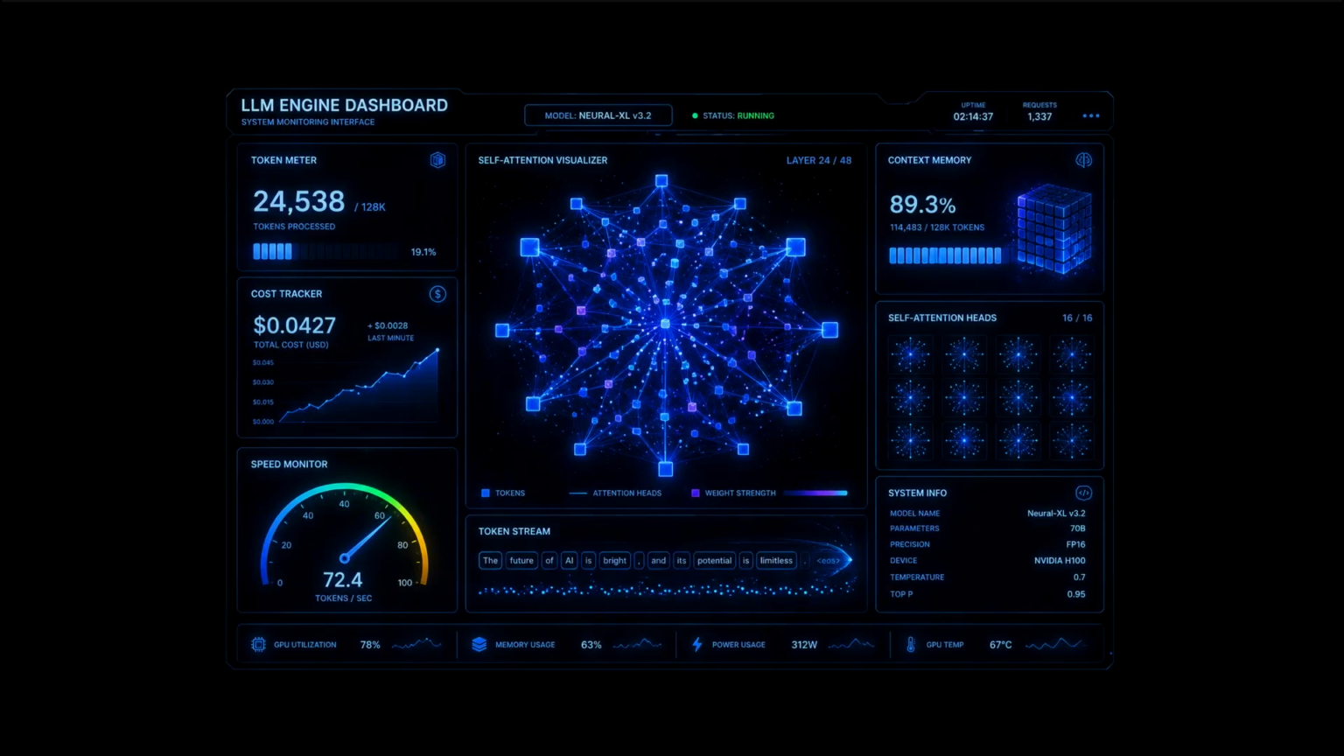Tokens are the currency of AI for four reasons. Cost, that is, APIs bill per token because they represent GPU cycles. Speed: LLMs generate text autoregressively, one token at a time. Third is context window. This is the model's RAM. Once you hit the token limit, the oldest data is purged. Then fourth is compute. The self-attention mechanism scales based on the number of tokens it has to compare.